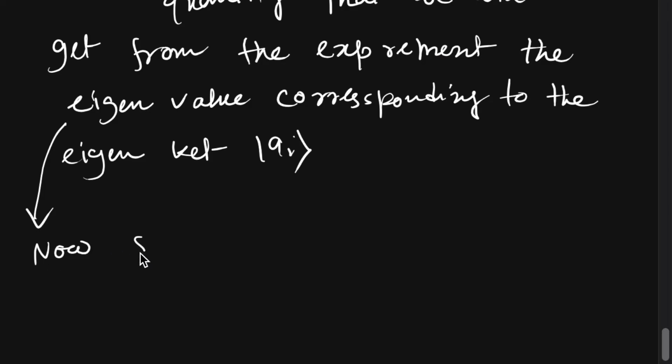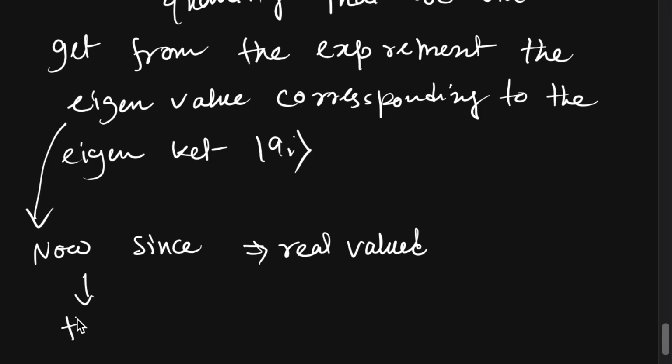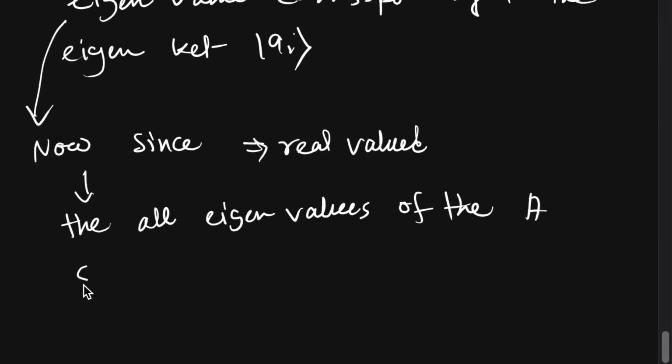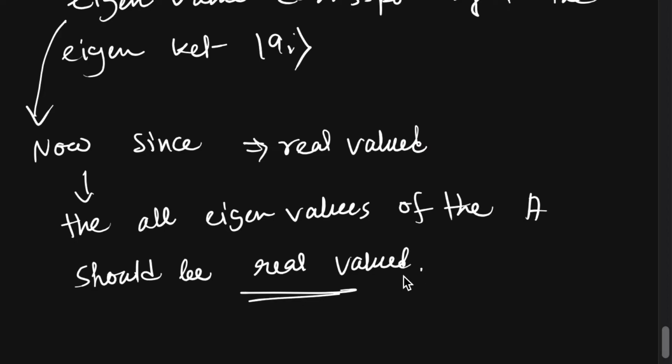Now, since in real world any measured quantity is real value, that means all eigenvalues of the observable A should be real value, and this property is held by the Hermitian operator.